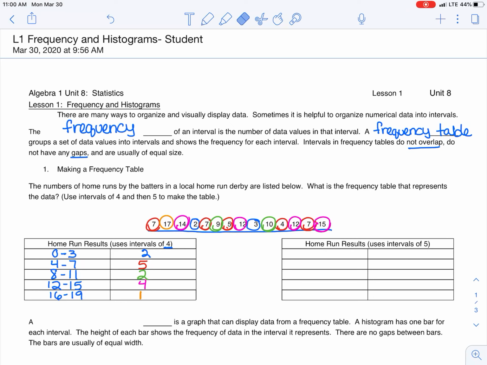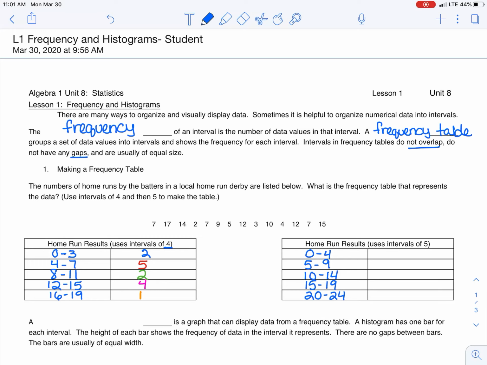But for the next frequency table, it says use intervals of 5. So I'm going to go ahead and erase this because this is going to change our answers a little bit. So we're going to start again at 0. And this time we're doing intervals of 5. So we're going to go all the way to 4. So 0, 1, 2, 3, 4. Then we go from 5 to 9. 10 to 14, 15 to 19, and then we have 20 to 24.